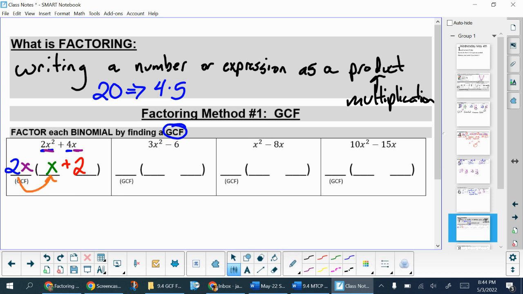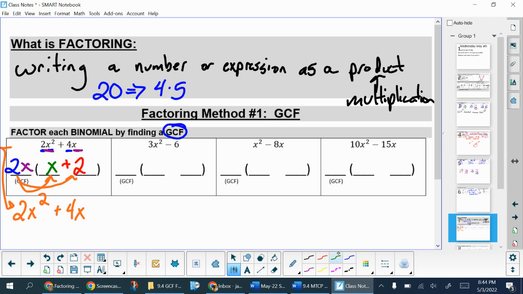So what is 2x times x? Well, that's 2, because 2 times 1 is 2. And then x times x is x squared. Then, well, what's 2x times 2? Well, 2 times 2 is 4, positive 4, and times x. Did I get back what I started with? Yes, so I know I did it right.